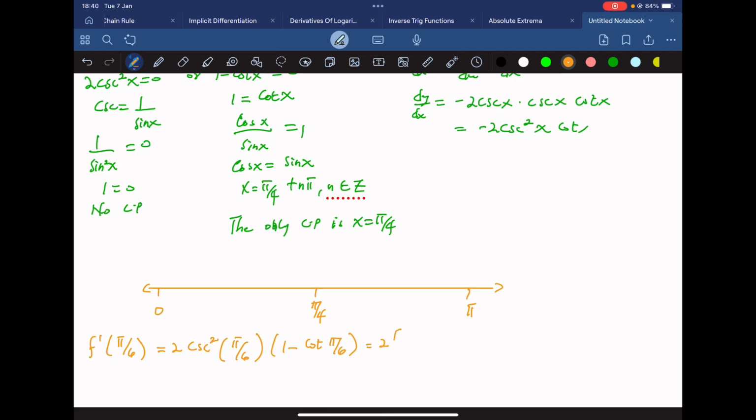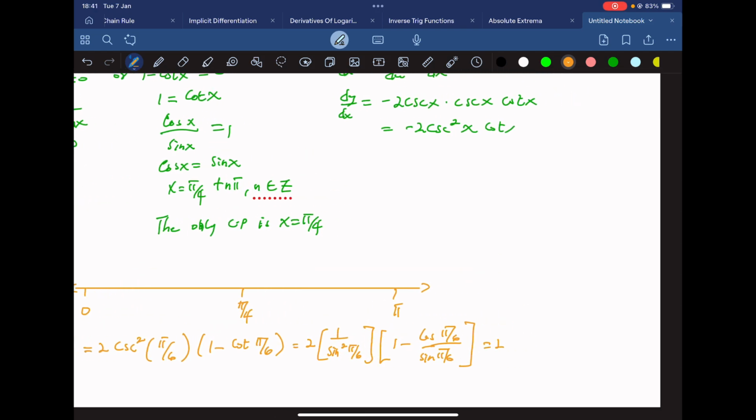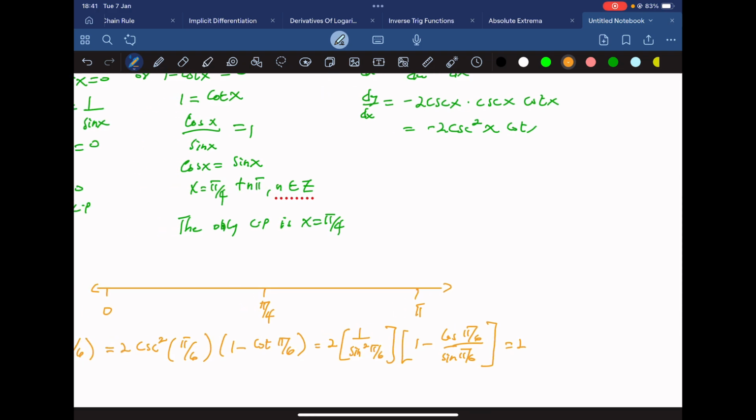Now remember, cosecant squared is 1 over sine squared. So you have 1 over sine squared of pi over 6. Then you have 1 minus cotangent, which is cosine over sine. So you have 2. Then sine of pi over 6, which is just sine of 30, is 1/2. So if you square it, you have 1 over 4. You have to multiply by 1 minus. Now cos of pi over 6 is root 3 over 2, and sine of pi over 6, as we know already, is 1 over 2.